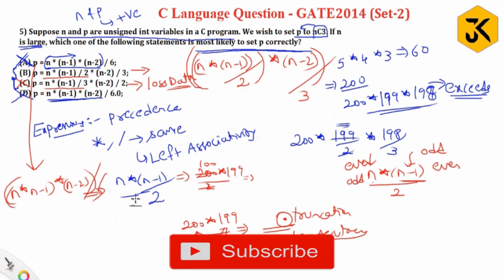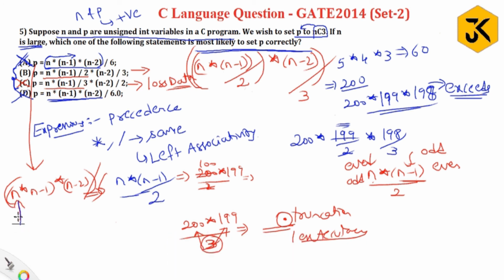If you follow this process with a large value of n, trying to multiply consecutively means it may exceed the integer range. At that time you will get an error. Then finally you are going to divide by 6. Whereas in option B, you first multiply the first two terms, n into n minus 1. Later you make it half. So the chance of integer overflow is very low. So option B is the correct answer.